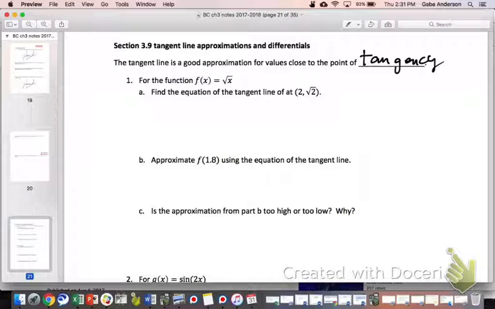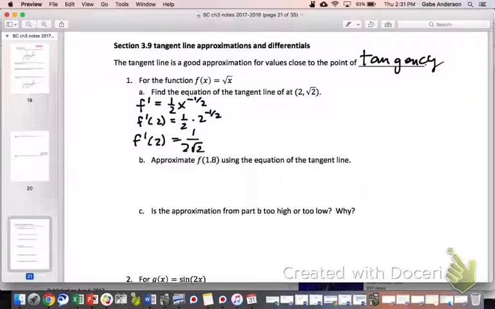Let's review and see what this tangent line equation should be. We already have the point of tangency, so we just need the slope of the tangent line. So we want to find our first derivative. f prime is equal to 1/2 x to the negative 1/2. So we want to know what f prime of 2 is. That would be 1/2 times 2 to the negative 1/2. We could flip that down and rewrite it as f prime of 2 equals 1 over 2 square root of 2. You could do that in a variety of ways, but that would be a good way to do it. So that's our slope of the tangent line, because that's the value of the derivative at the point of tangency. So we can then write our equation of the tangent line.